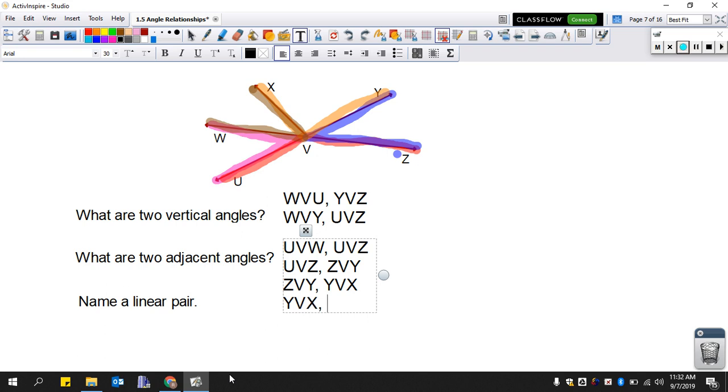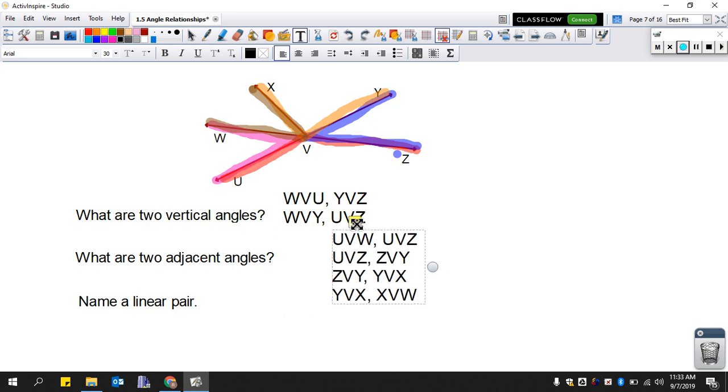YVX, the light brown one, and XVW, the dark brown. Okay. All right. So those are the four sets of vertical angles. You have this one and this one. You have this one and this one. You have this one and this one. You have this one and this one.